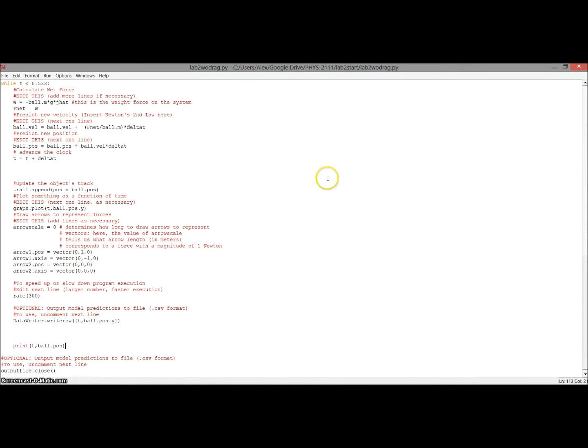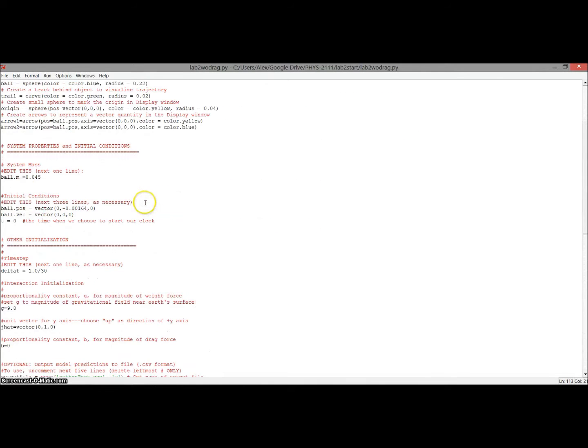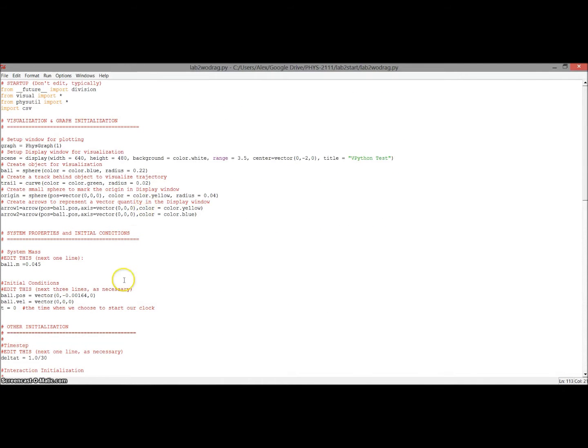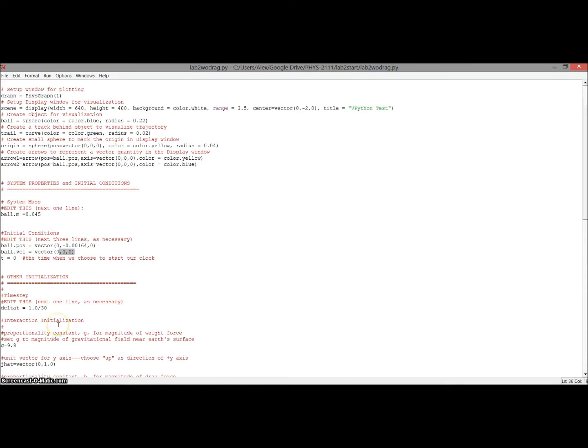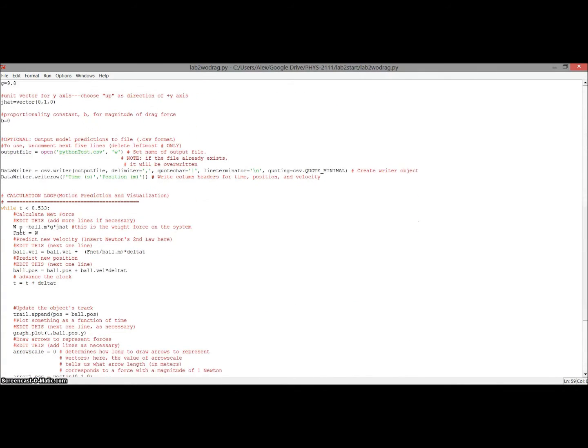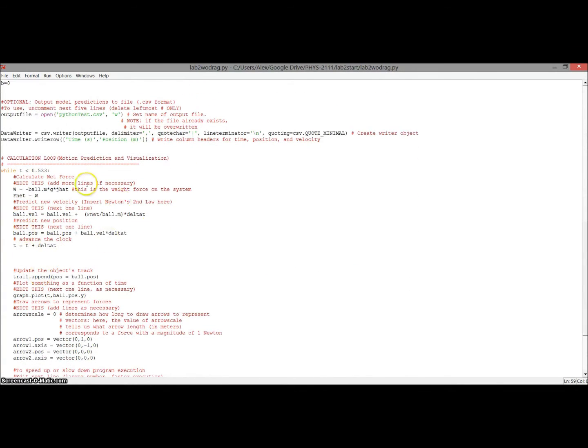Using the skeletal code provided for VPython, I produced a computational model that only focuses on gravity and is based on the principles of Newton's second law. Here we'll put the object to start at roughly the origin, and it will start with a velocity of 0 because it starts from rest. Moving down, we write our equation for the weight force, which equals F net, and it also equals the negative mass of our object times the force of gravity times j hat, which gives us our direction.